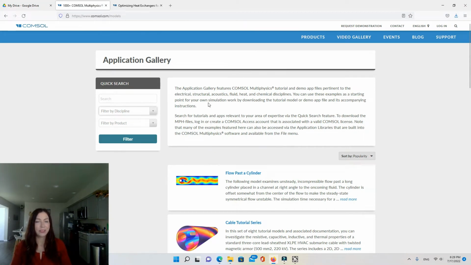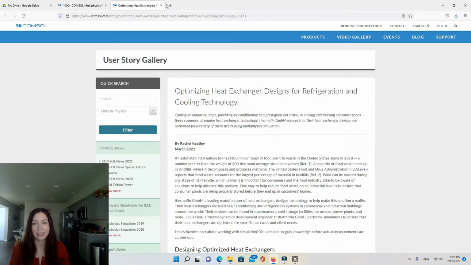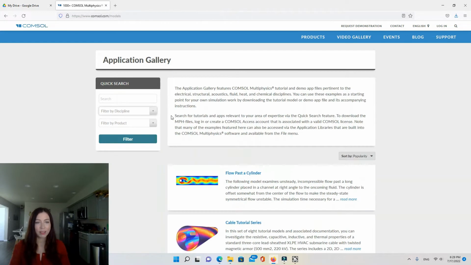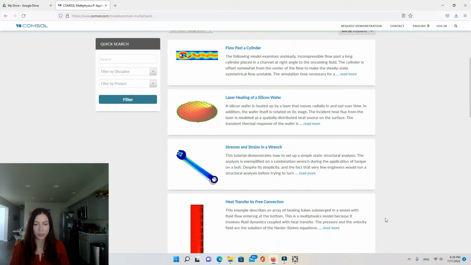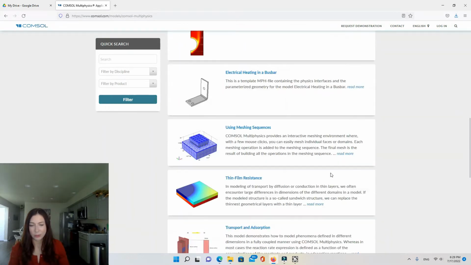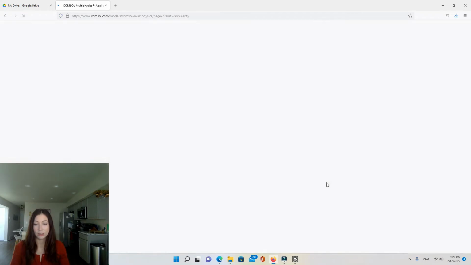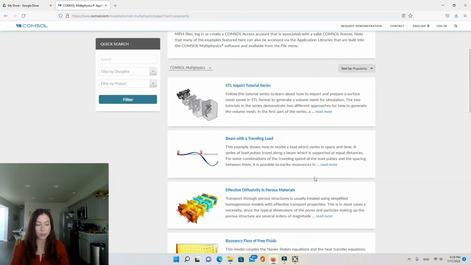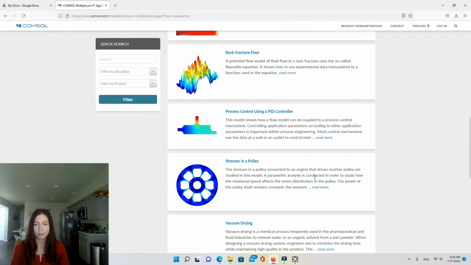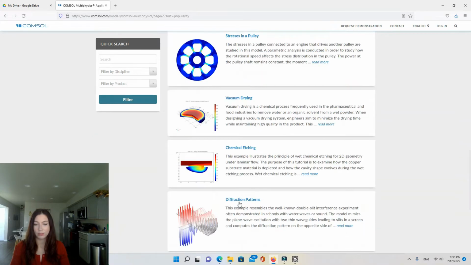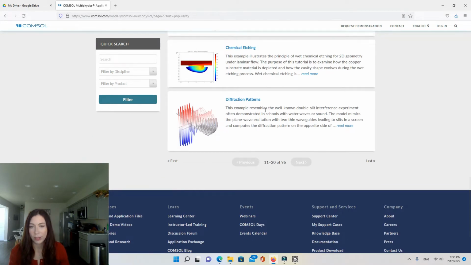Today I'm going to be doing a COMSOL tutorial, and let's see what we're going to do. So I just go to the COMSOL application gallery, filter by COMSOL Multiphysics, and I'm just sort of going in order here. So here's all the ones we've done already. Second page I think is where I left off. I just did that one. Alright, diffraction patterns. Let's take a look.